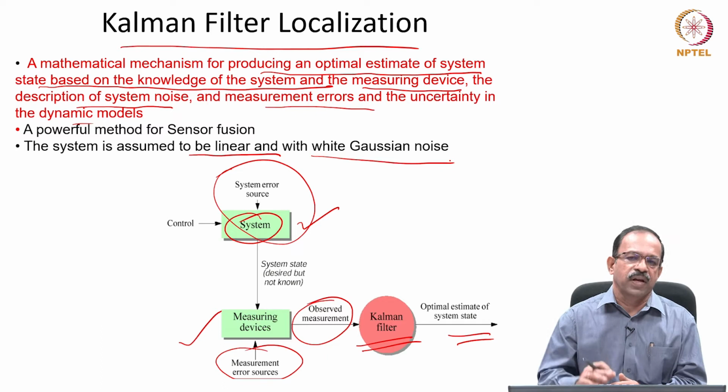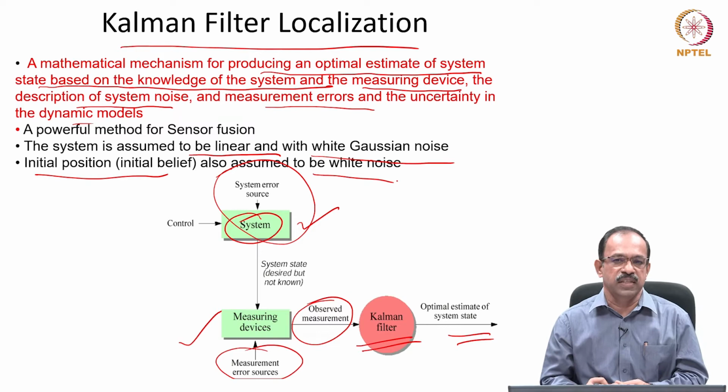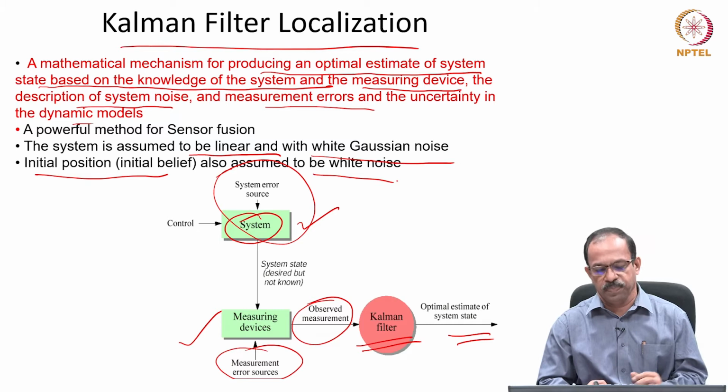Now, what is the requirement? The initial position, and that also is assumed to have white noise. So the uncertainty in the initial position is also considered to be white noise, and the system is also assumed to have white noise, including the measurement system. Now, what is the benefit of doing this, or how does it work?